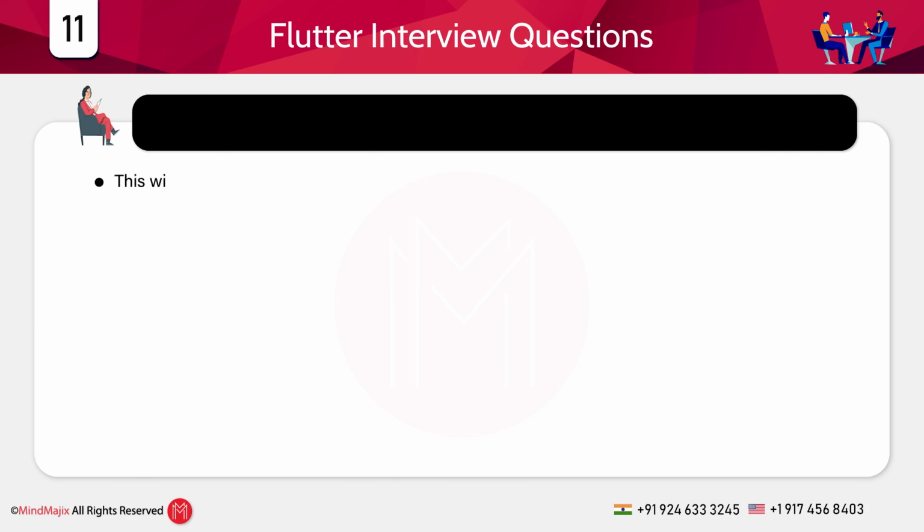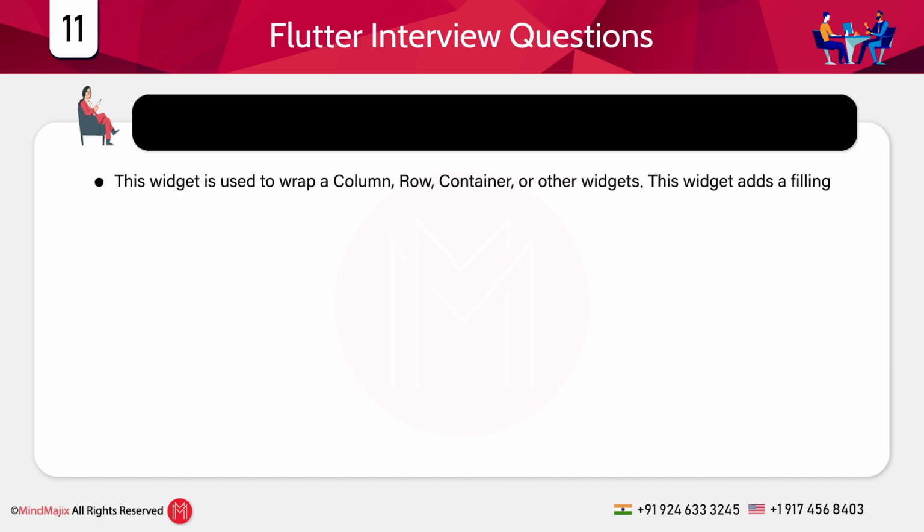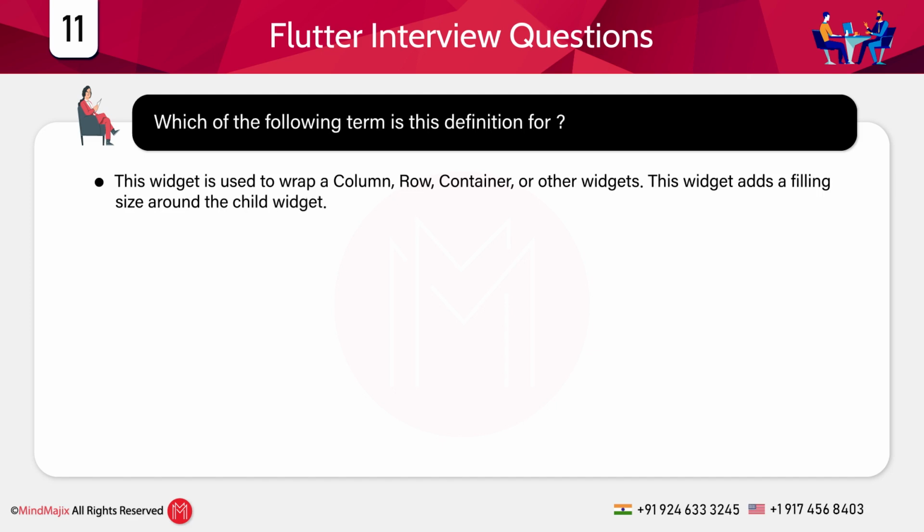This widget is used to wrap a column, row, container, or other widgets. This widget adds a padding size around the child widget. Which of the following terms is this definition for? So if you want to give some spacing between, suppose, the row, container, or any other widget, then which of these will be the correct answer? So let's say image, snack bar, padding, and alert dialog.